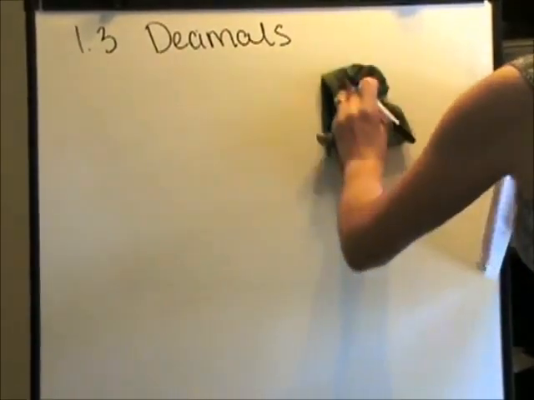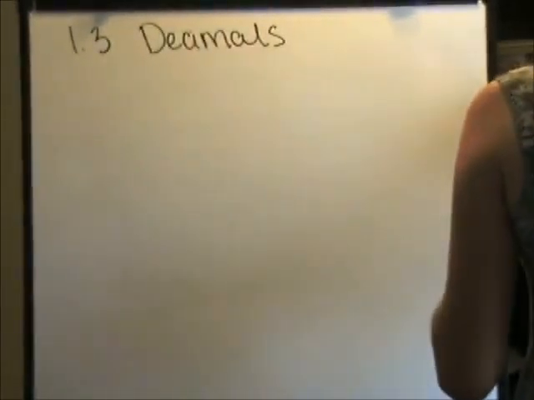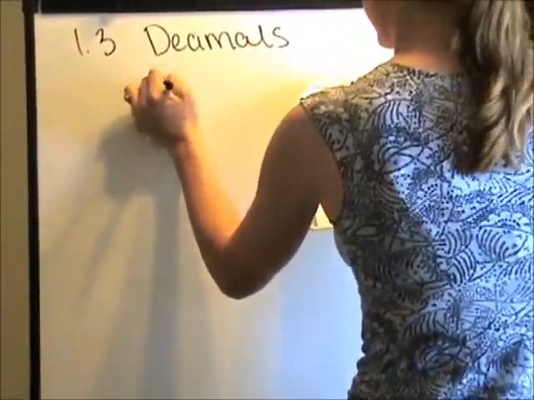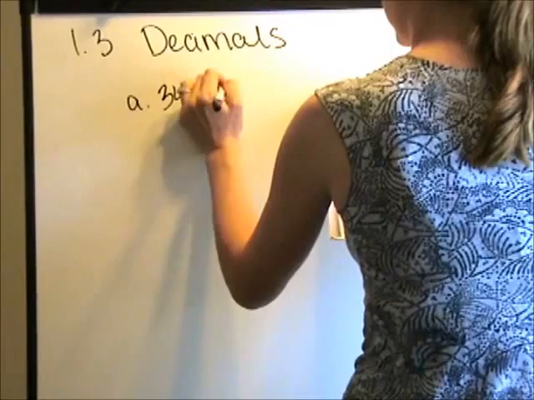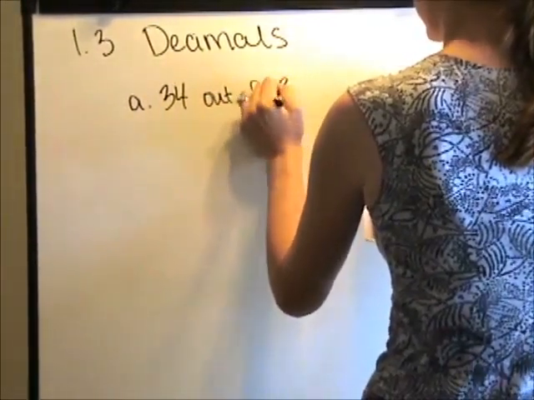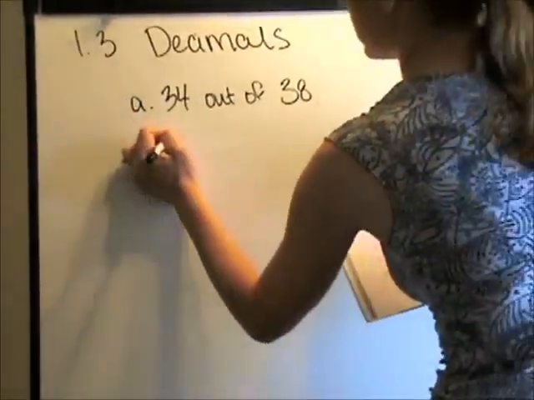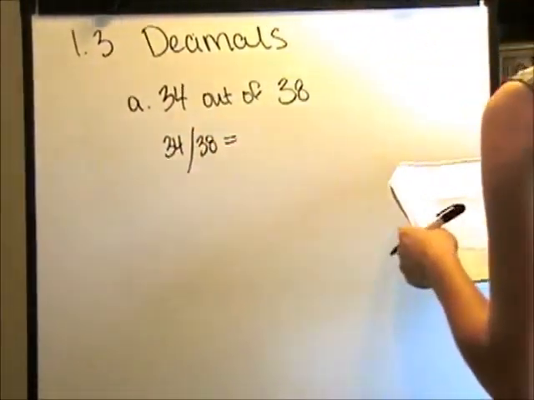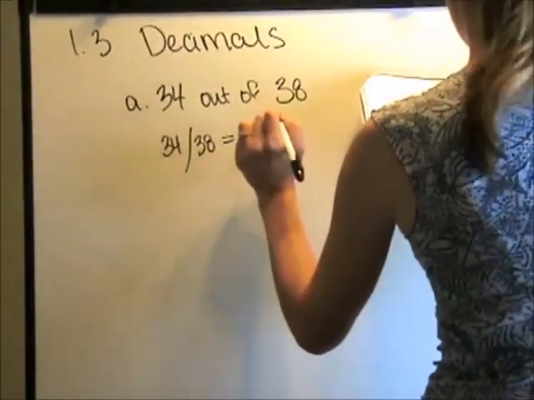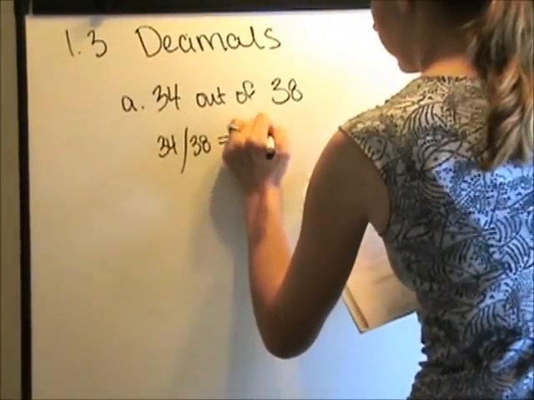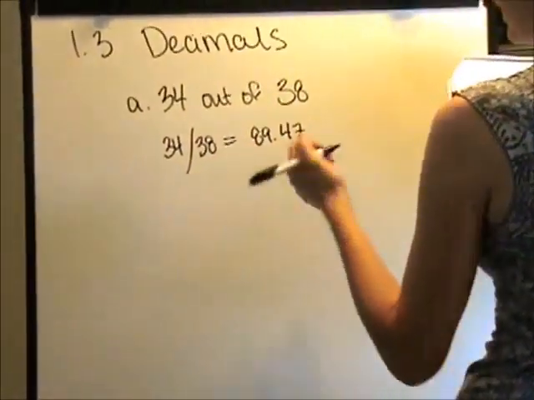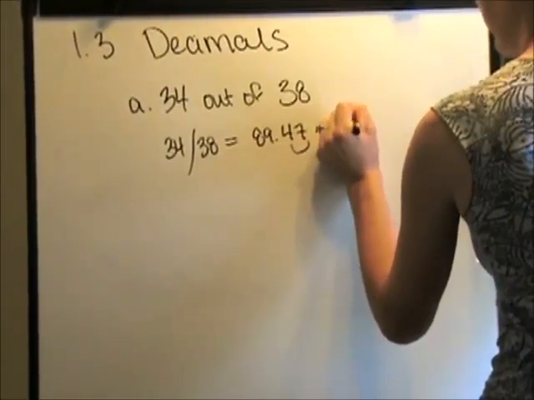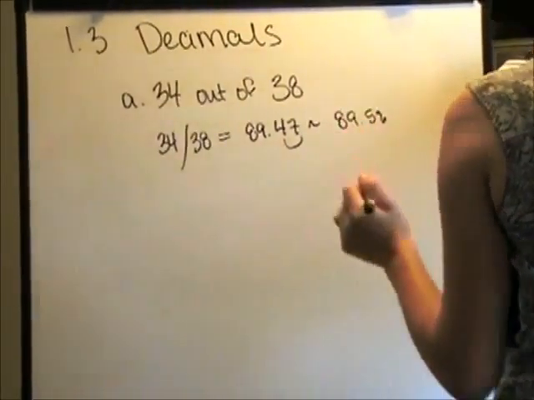Okay, let's jump down to the section on percents, number 25. Let's look at A. 34 out of 38 questions correct. And basically all you're going to do is divide these two. So we're going to take 34 divided by 38. And that works out to be 89.47. But that's not a very even number, so we're going to round this up to 89.5%. Let's look at B.